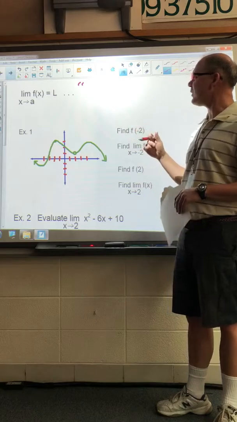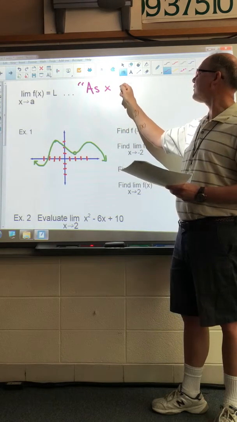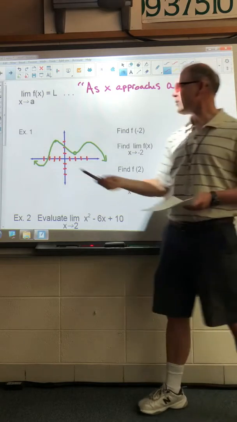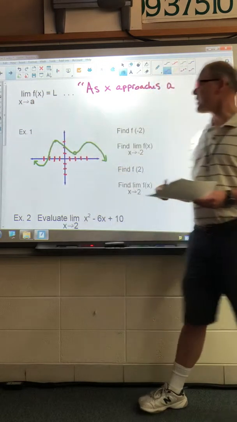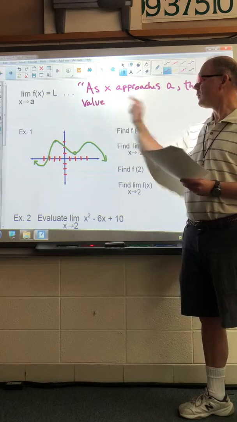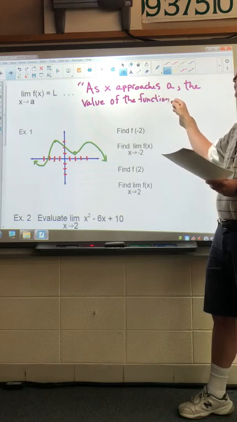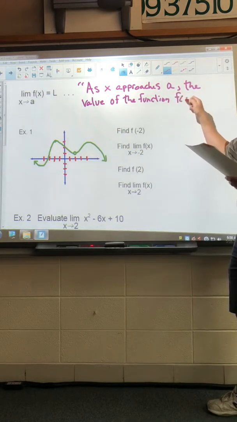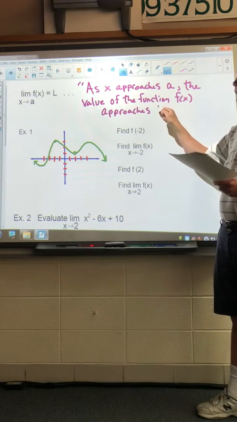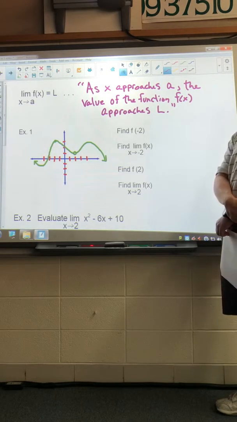Okay, so what this means, if we kind of wrote out in words, like what this expression means, as X approaches A, so that's the part on the bottom here, as X, and then the arrow, so as X approaches A, the value of the function f of X approaches L. As X approaches A, the value of the function f of X approaches L.